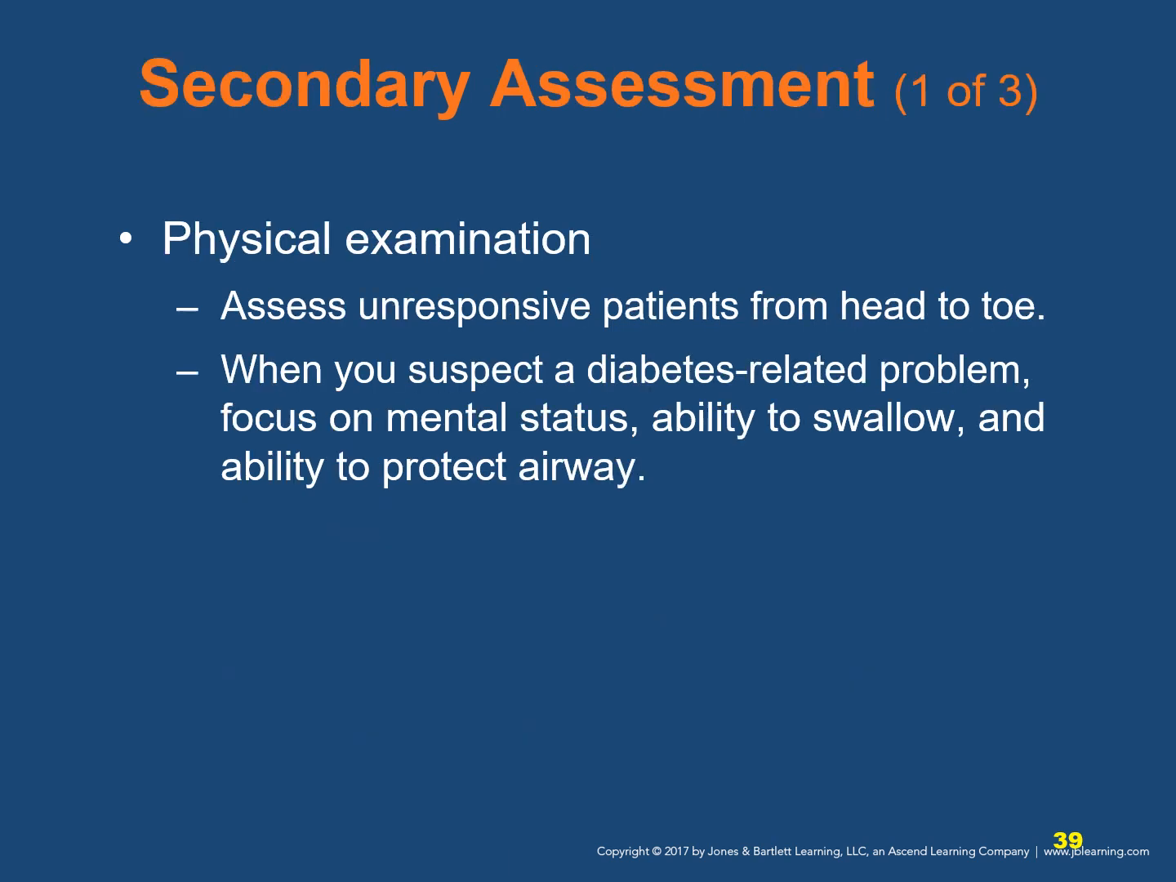In your secondary assessment, do a physical examination and assess unresponsive patients from head to toe with a secondary assessment of the entire body. Look for clues about the patient's condition. Be alert for secondary injury or illness, such as trauma due to an altered level of consciousness. When you suspect a diabetes-related problem, focus on mental status, ability to swallow, and ability to protect the airway. Obtain a Glasgow Coma Scale or GCS score.